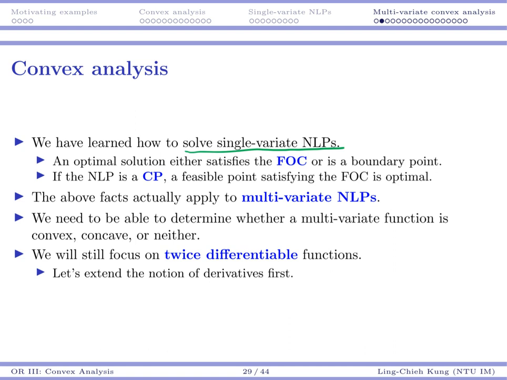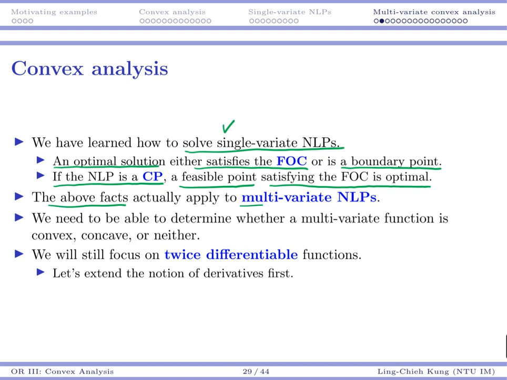We don't want to just focus on a single variate world, but solving single variate NLP still helps us a lot, especially in helping us understand the principles. An optimal solution either satisfies the first order condition, or somehow if it is at the boundary, then maybe we have no idea whether it satisfies the first order condition or not. So that's why for boundary points, we always need some careful or special consideration. Also, we know if the NLP is a convex program, a feasible point satisfying the first order condition would be optimal. So that's something we already know.